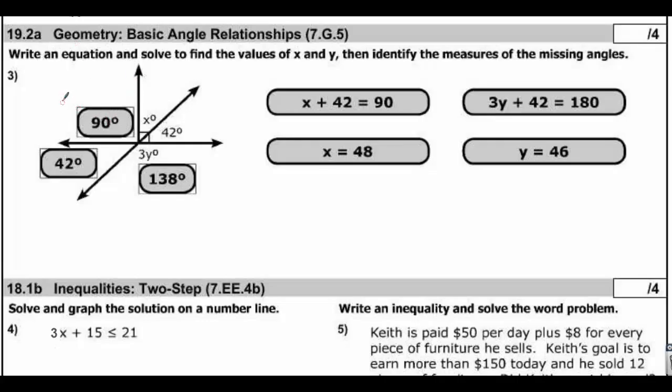So we're going to start here. This is a 90-degree angle. When you see this, on the opposite side, you got a straight line going here, and this side says 90. That way we know that side is 90. Next, going around, this 42. 42 is an example of a vertical angle.